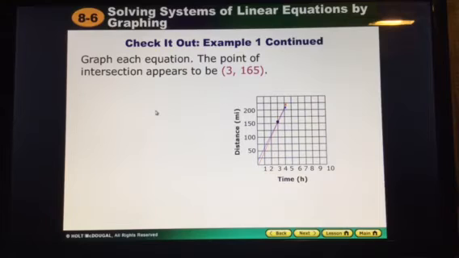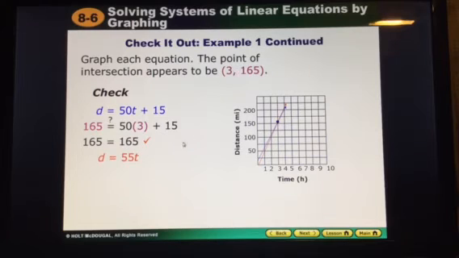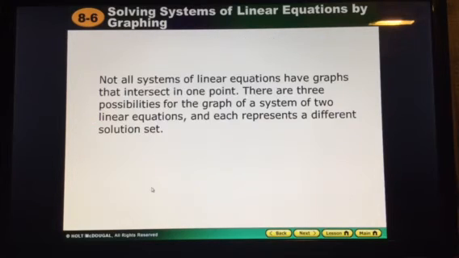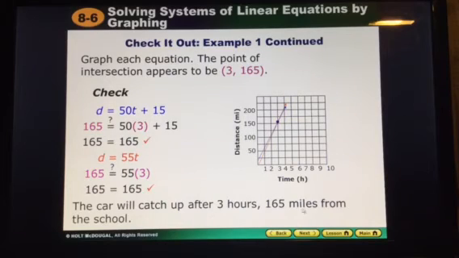So then we can plug in and see if that works. So our first equation, we'd plug in 3 for t and 165 for d, and 3 times 50 is 150, plus 15 is 165. Then if we plug in 3 for the next equation, then 3 times 55 is 165, so that works. Alrighty, so let's go on to the next equation. Okay, so in 3 hours they would catch up, and it would be at the 165-mile point away from school.